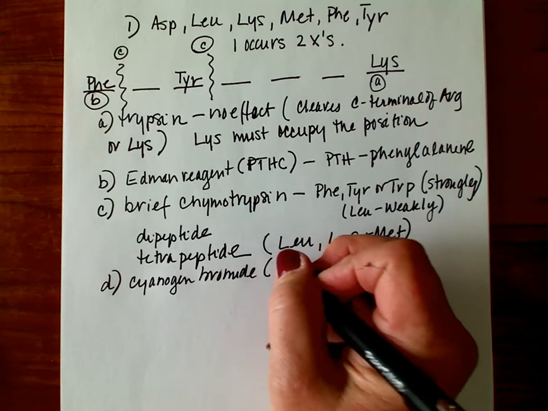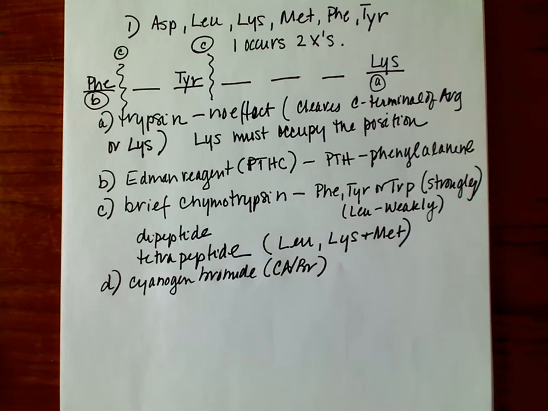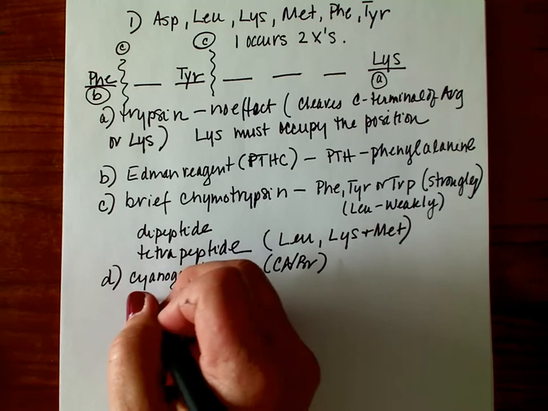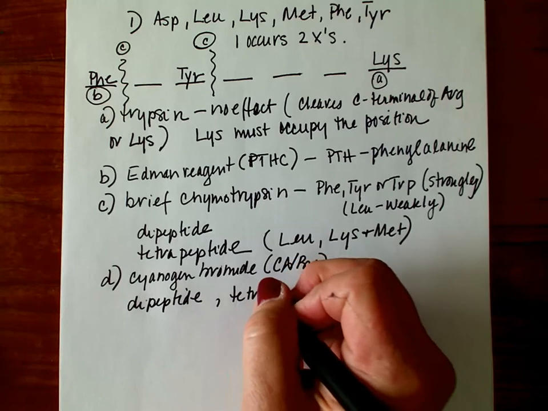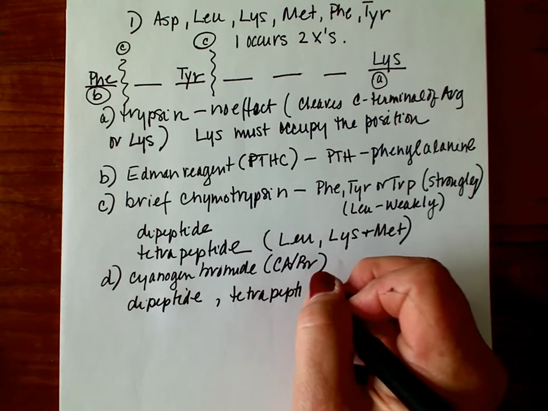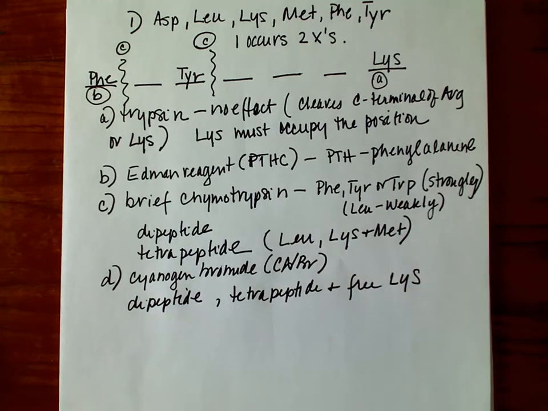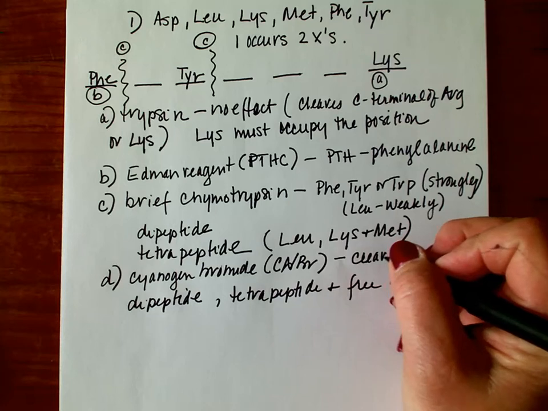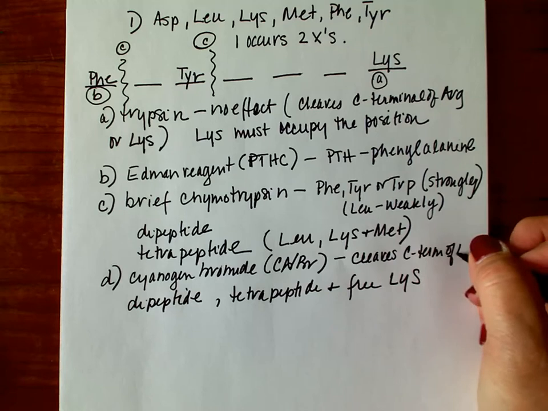Or CNBr, to shorten that. Here we get a dipeptide, a tetrapeptide, and a free lysine. Cyanogen bromide cleaves C-term of methionine. Or Met. Okay?